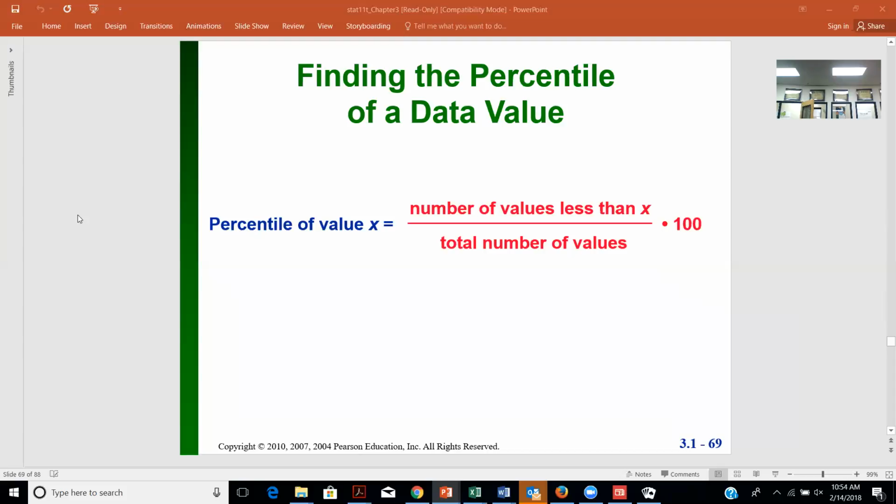the sum of X minus X bar squared, divided by N minus 1, divided by 1 less than the total data set. There are lots of mathematical reasons for that, but we'll just accept that. So what we do is we look at each data point.